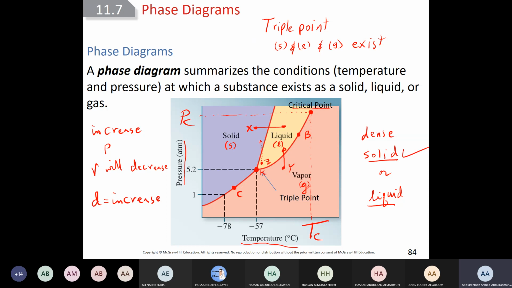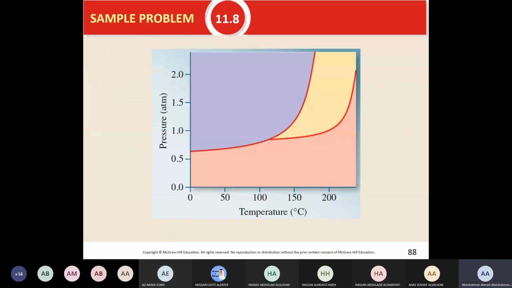What's the normal boiling point of this compound? I need an answer. I think there is no normal. No normal. Why is there no normal boiling point? Because it's not at one atmosphere. Good.